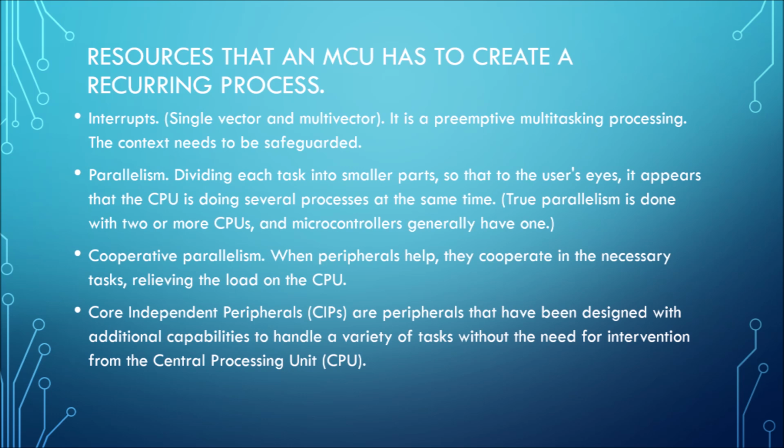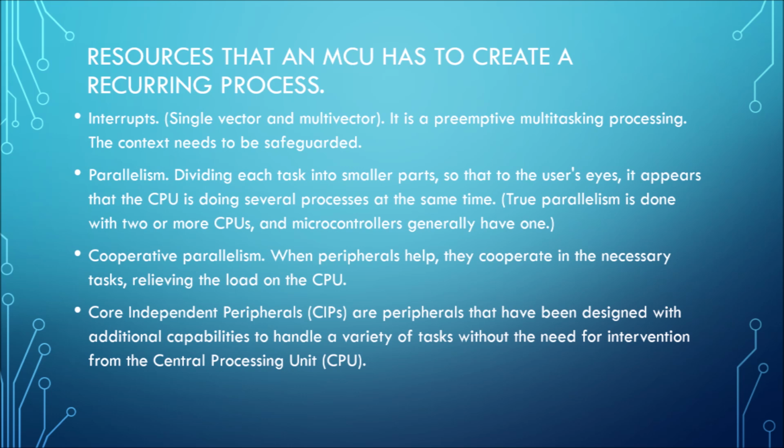Parallelism refers to the division of code into small parts that take turns with each other. This can be achieved by using state machines, which make it appear to the user that the microcontroller is running multiple processes at the same time. However, to achieve true parallelism, more than one CPU is needed. Typically, a microcontroller has only one CPU.